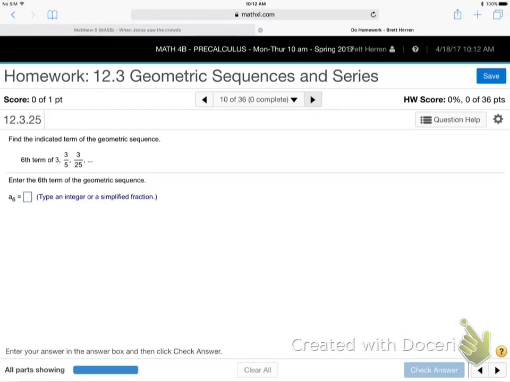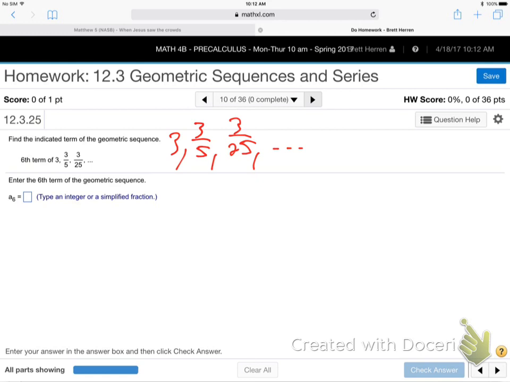All right, so we have 3, 3/5, 3/25, and so on. They want the 6th term, and that's all they want. Can you tell what's happening from term to term here? Yeah, multiplying by a 5th or dividing by 5, it's two ways of saying the same thing.